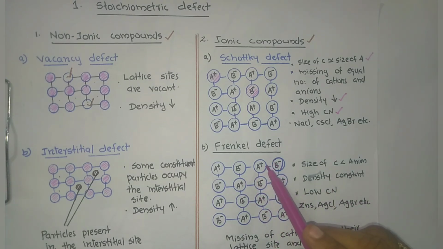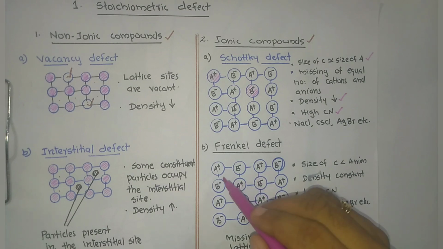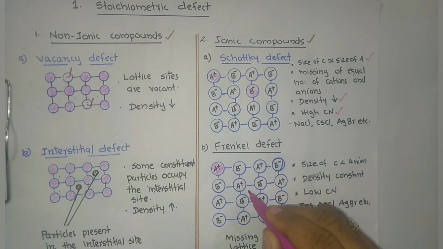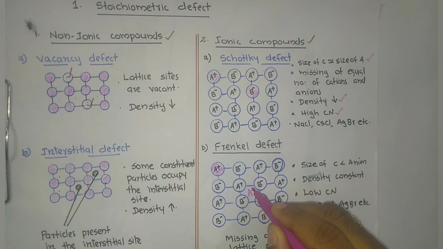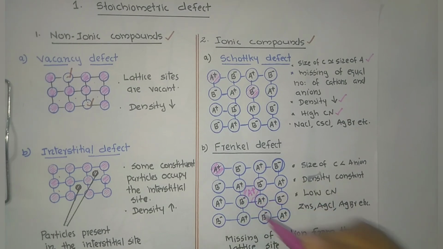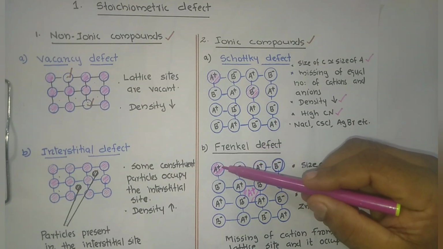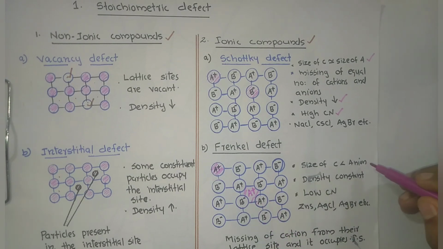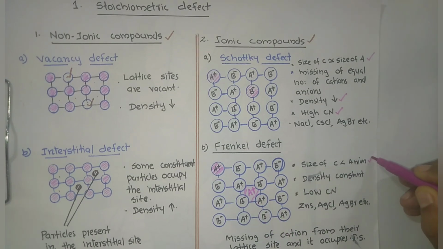The defect arises due to missing of a cation from the lattice site. Here A+ is missing from the lattice site, and it occupies the interstitial site. Clear? Then the properties. First one, the size of the cation is less than that of the anion.